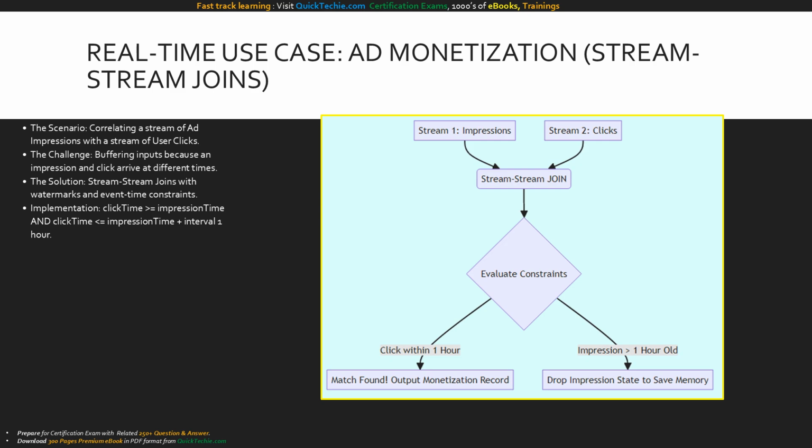Let's walk through this ad monetization join. Both the impression and click streams flow into the stream join operator. Spark then evaluates our custom time constraints. If a click arrives and matches an impression within the 1 hour window, it outputs a successful match. More importantly, as time moves forward, the constraint logic identifies impressions that have aged past the 1 hour mark and safely purges them from the state store, preventing cluster failure.